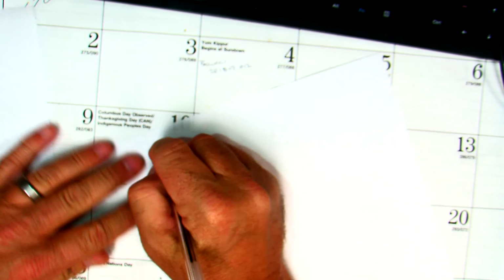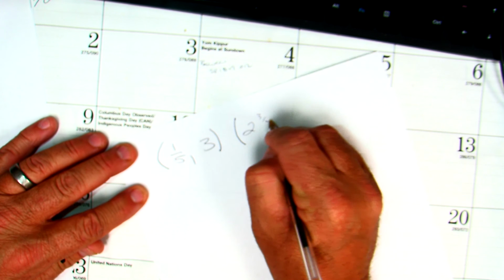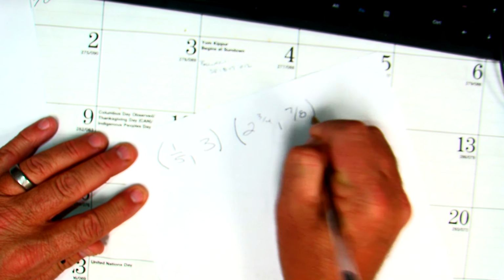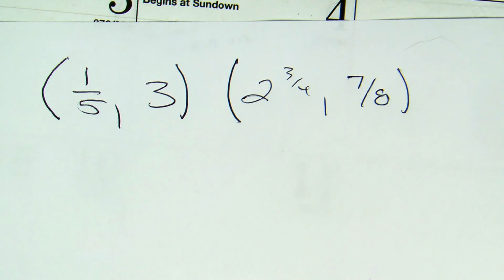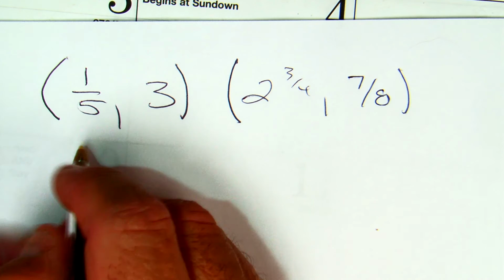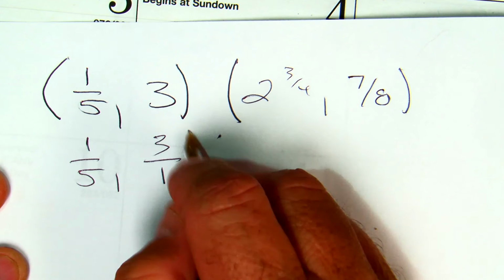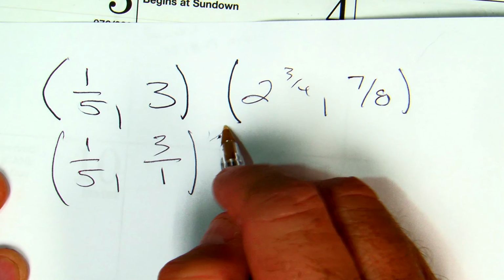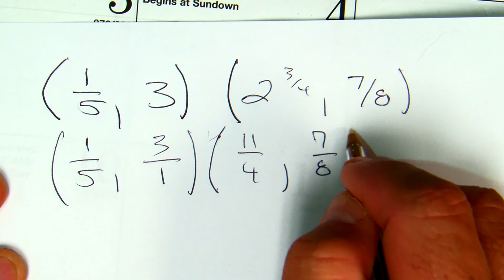So that's 1/5, 3, 2 3/4, 7/8. Alright, so first thing I do, I leave the 1/5. I write the 3 as 3 over 1. 2 3/4 becomes 11/4. 7/8 is about 7/8.